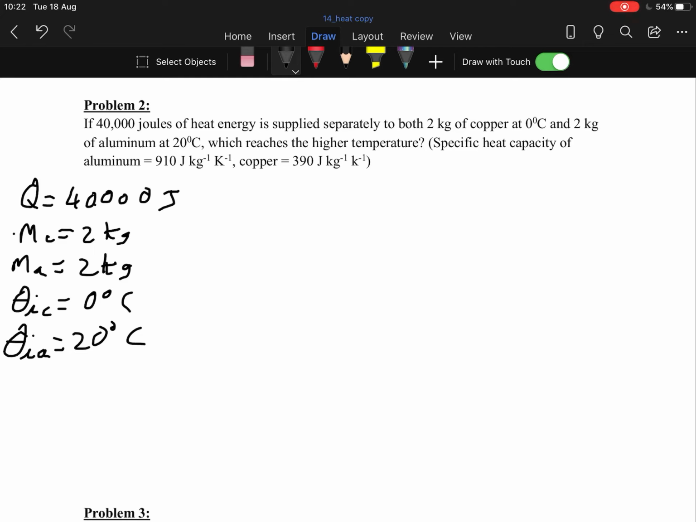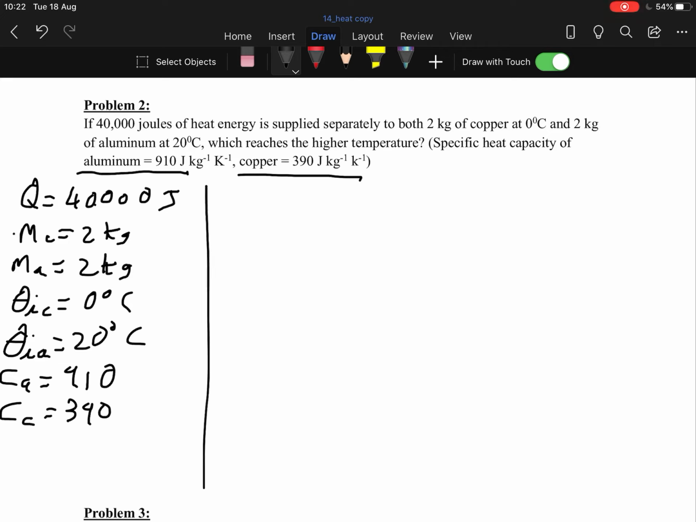I'm not going to write out the heat capacities because they're just there. Heat capacity of aluminum, heat capacity of copper. Oh, right, okay, we'll write them out. You really should write them out. I'd always advise write them out. I'm just trying to be lazy here. 910 and heat capacity of copper 390.